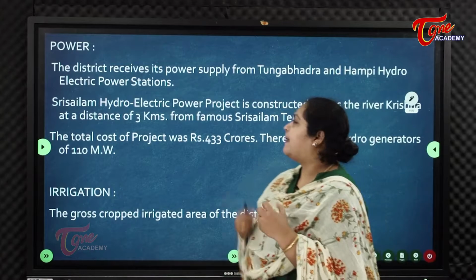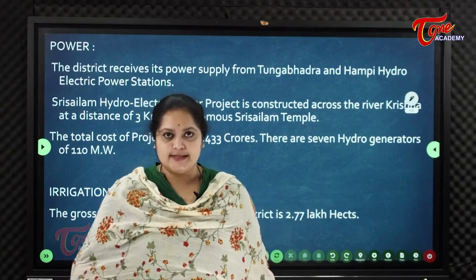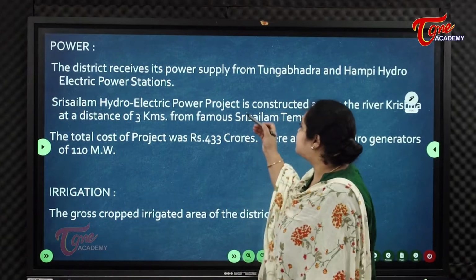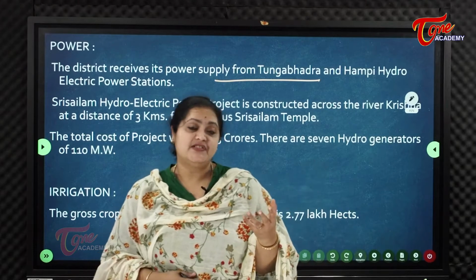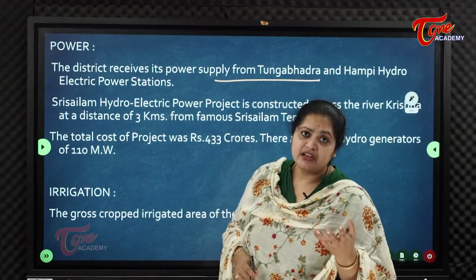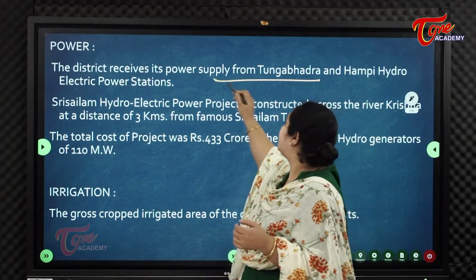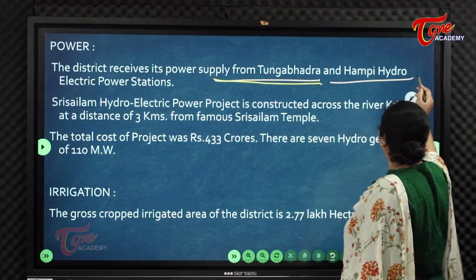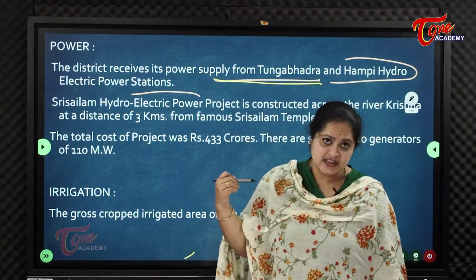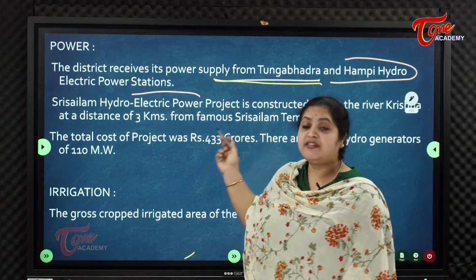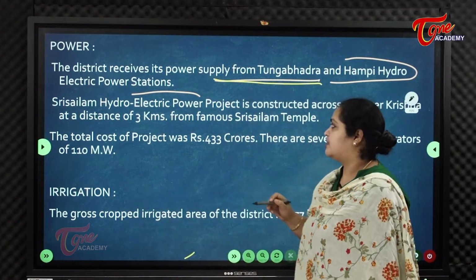Now coming to the power sector of this particular district. The district has a good number of rivers. We know Tungabhadra, Hundri and the next one is Kunderu. The district receives its power supply from the Tungabhadra and Hampi hydroelectric power stations. Hampi is in Karnataka.